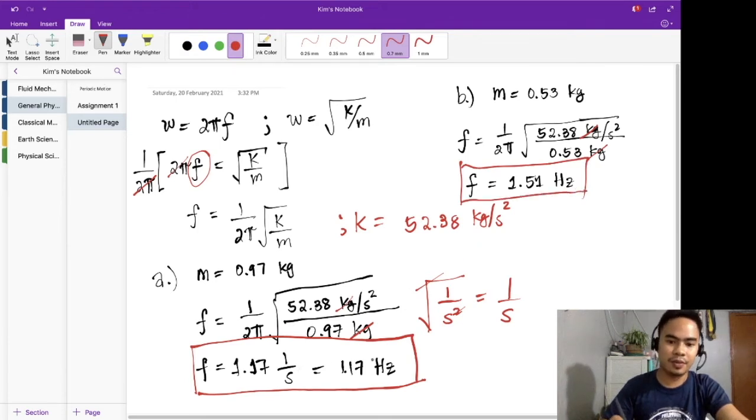So this is the frequency when you added a certain mass, and this is the frequency when you reduce the mass. So what are your observations? So this is lesser, right? So the frequency, let me just put it here. The frequency on the bigger mass is lesser compared to the frequency of the smaller mass. Okay, that's how I denote it.